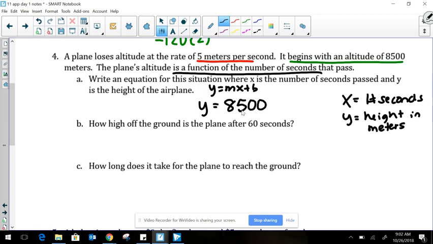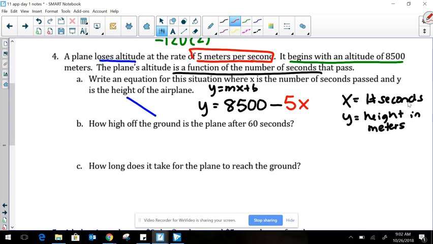So my slope, I'm falling. This airplane is starting, I don't know, say here, and it's going down, down, down, because it's losing altitude. So since it's going down, I need a negative slope. So my slope, I have here in red, 5 meters per second. So it's minus 5 and then times x.